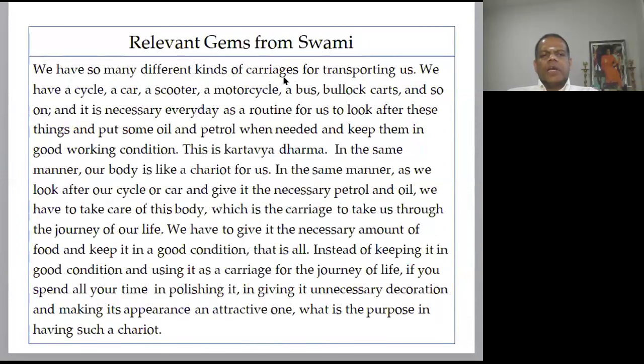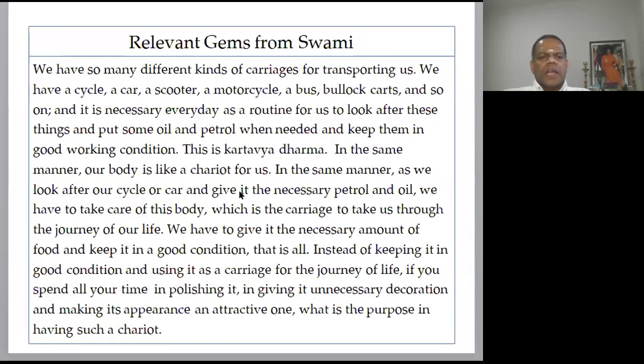We have so many different kinds of carriages for transporting us. We have a cycle, a car, a scooter, a motorcycle, a bus, a bullock cart, and so on. And it is necessary every day as a routine for us to look after these things and put some oil and petrol when needed and keep them in good working condition. This is Kartavya Dharma. In the same manner, our body is like a chariot for us.